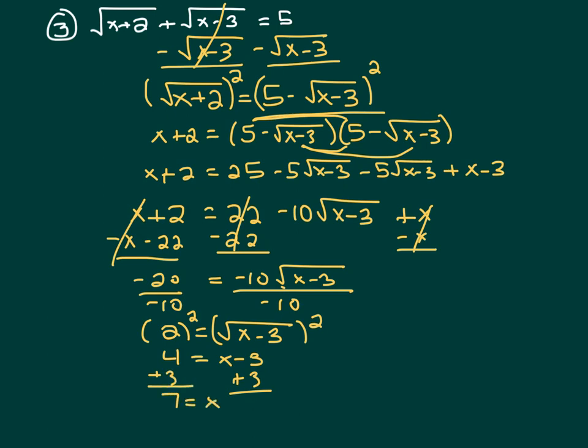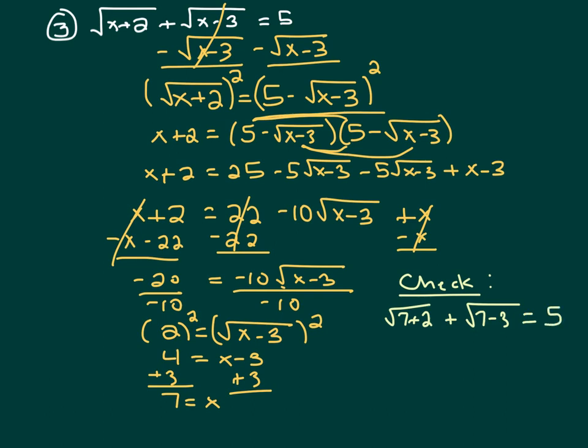Now remember, with radical equations, you have to check. So I'm just going to do that off to the side over here. And always check in the original equation. So let's just replace the 7 with wherever we see x's in the original equation. So instead of radical x plus 2, we'll have radical 7 plus 2, and then plus radical 7 minus 3. And we want to know, does that equal 5?